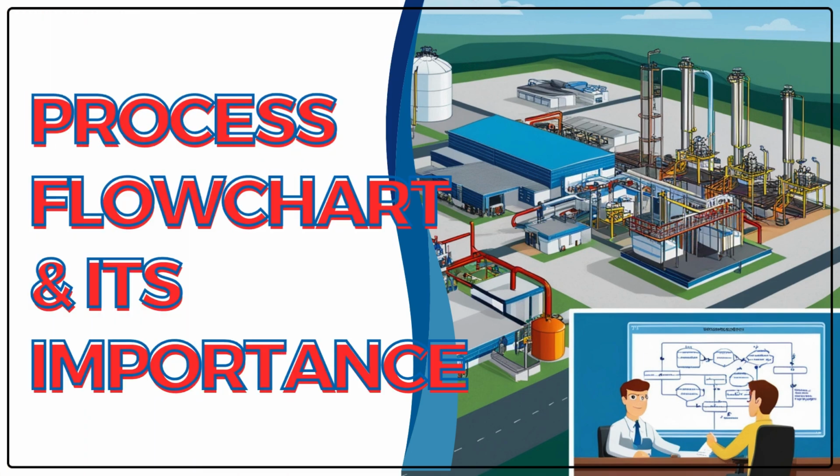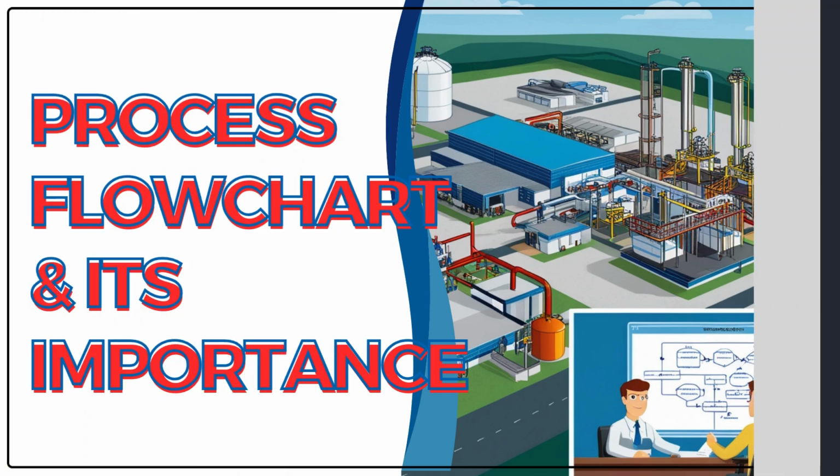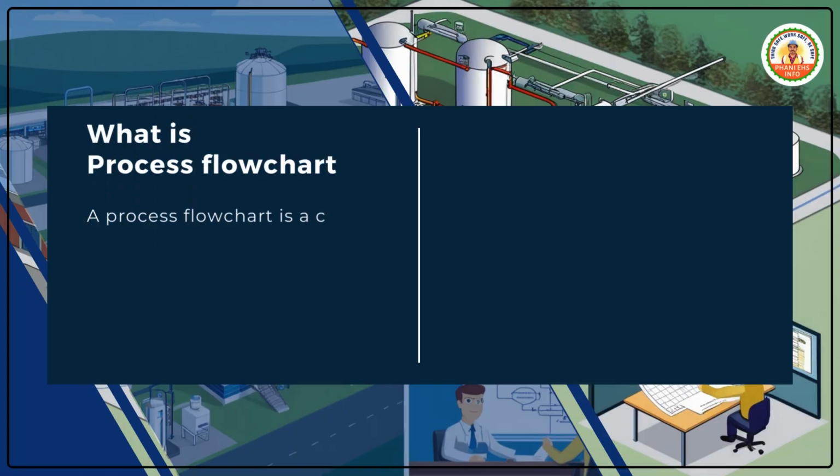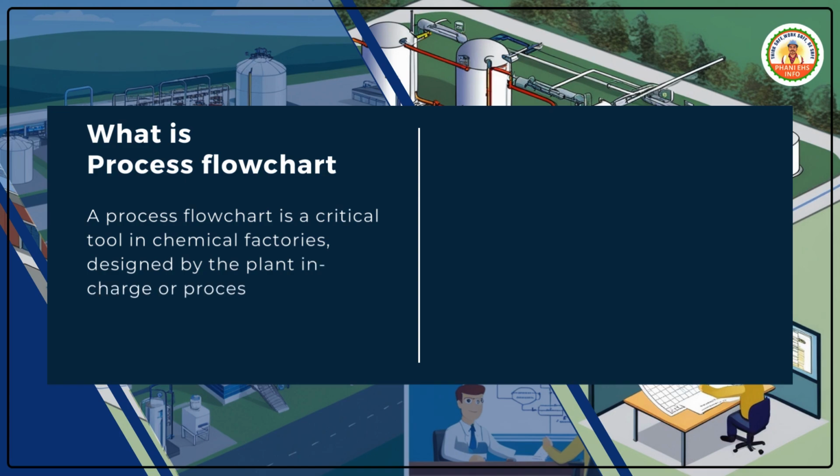Process flowchart and its importance in inspection. What is a process flowchart? A process flowchart is a critical tool in chemical factories, designed by the plant in charge or process supervisor according to company requirements.